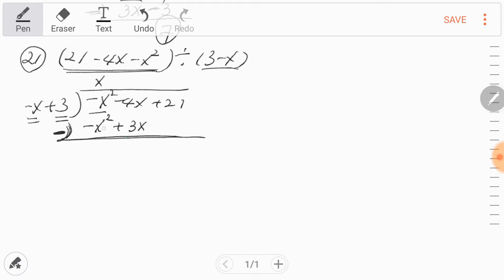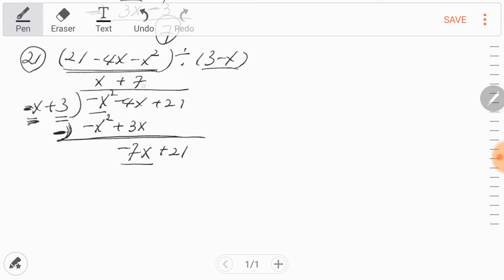So the first one is always 0. Okay, negative 4x minus 3x, that is negative 7x. And then 21 minus 0 is 21. Okay, next, let's find another factor so that the product with negative x is equal to negative 7x. That should be positive 7.